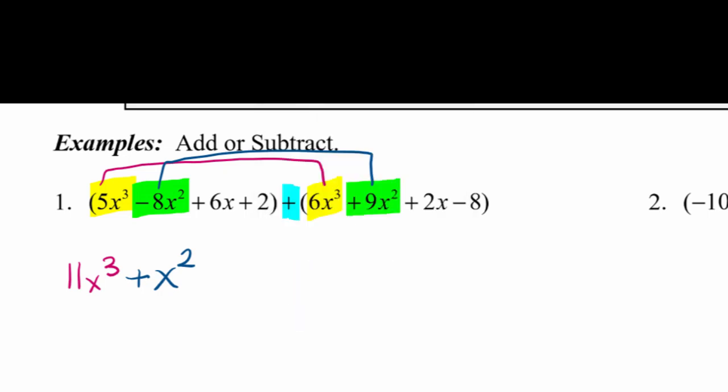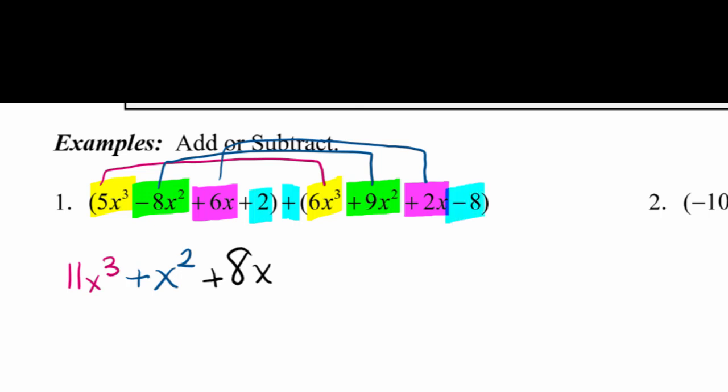For the next pair of like terms, we have a positive 6x that we will add to a positive 2x, and again we're going to use the coefficients, so we will add the positive 6 to the positive 2, and that will give us a plus 8x as our next term in our answer. And then for our last step, we're going to add together the two constants, the positive 2 with the negative 8, and that's going to give us a negative 6.